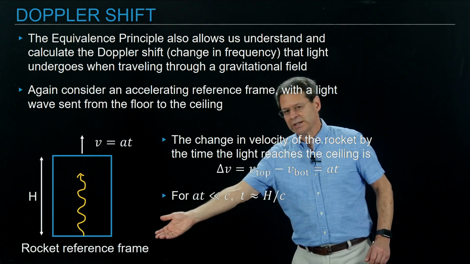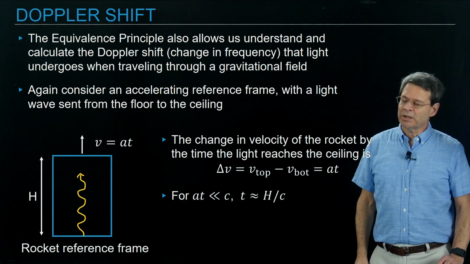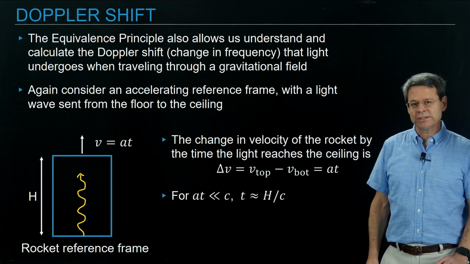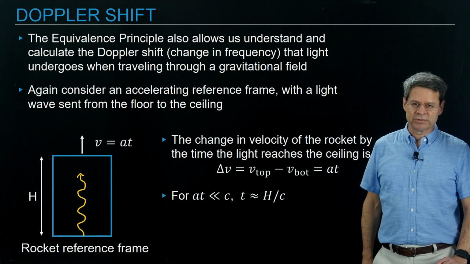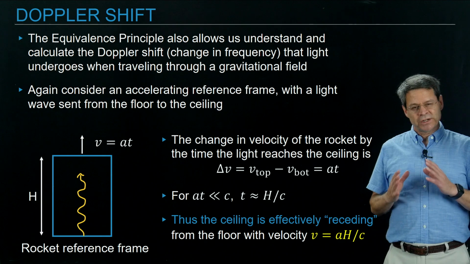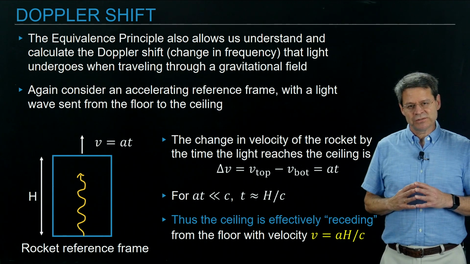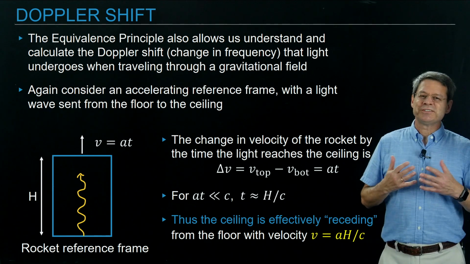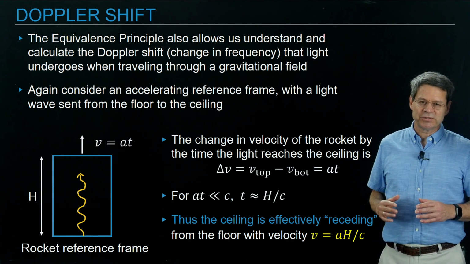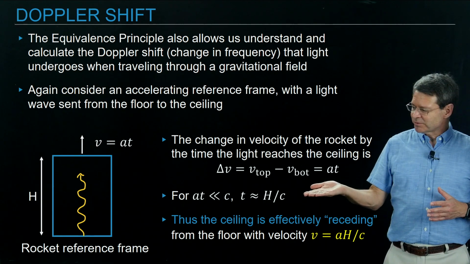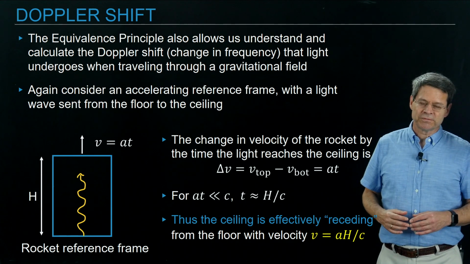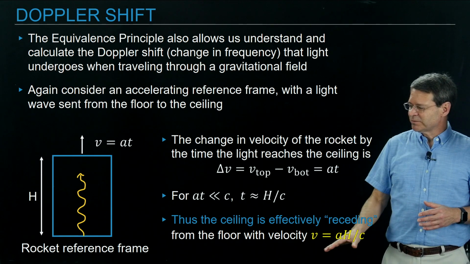Now, for acceleration times time much less than the speed of light, we can approximate the time it takes for light to get to the top of the rocket's reference frame as just h over c, the height over the speed of light. And then there'll be smaller terms due to the finite time it took. What I've been trying to say is that by the time the light reaches the ceiling, the ceiling is effectively receding, moving away with a velocity relative to the floor which is a times t, but the time is just the distance light travels over the speed of light, so it's a h over c. So that's the effective velocity, or the velocity difference, of the ceiling relative to the floor.